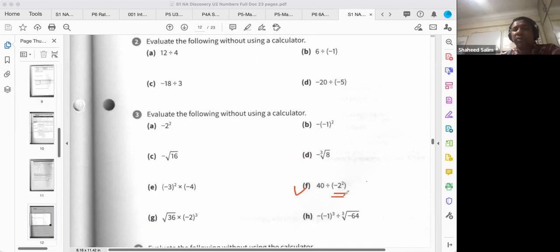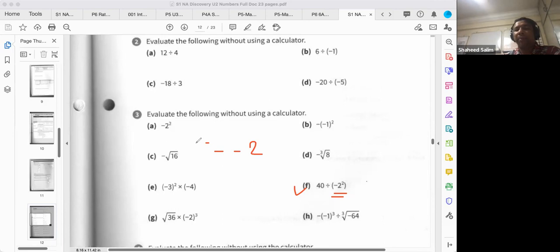Now, first of all, some students get confused. Why does this one have a bracket and minus become plus? This one has a bracket, we don't write plus minus. Okay, we put plus outside, right? Plus minus is still minus. So the maths rule is they do not want to have two signs together.